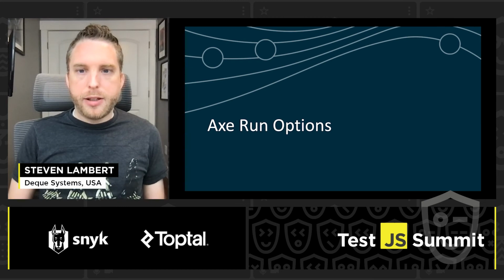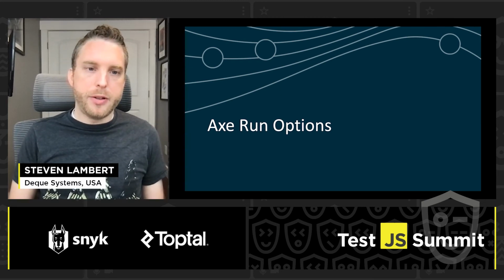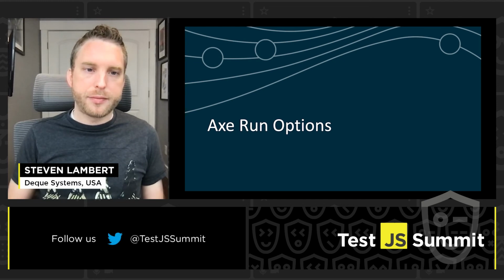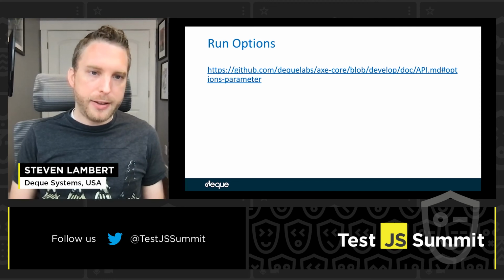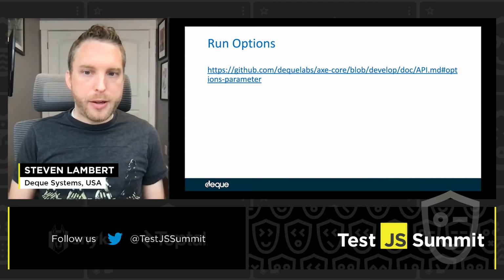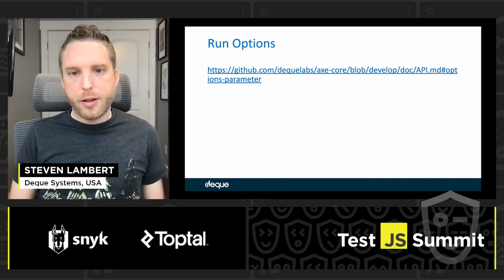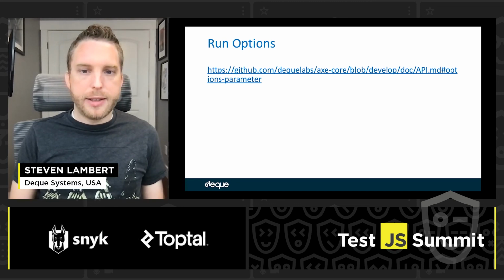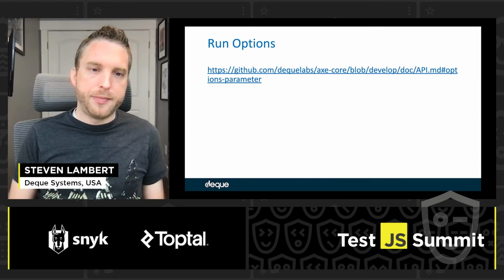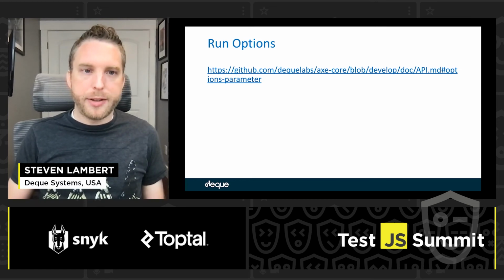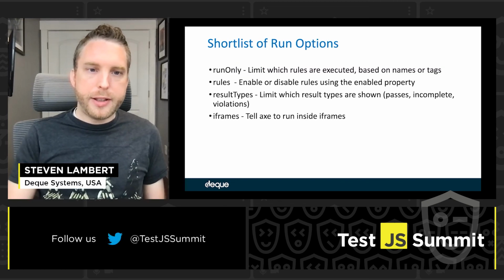Lastly, I wanted to talk about some of the various options that Ax allows you to pass when you run it. A list of all available options can be found on the AXCore's API doc file. A note about run options. Run options are only supported in Ax and its integrations, and they are not really supported in AXLinter, with two exceptions.